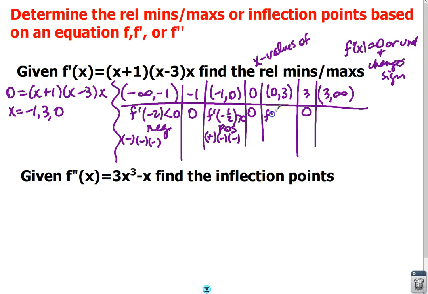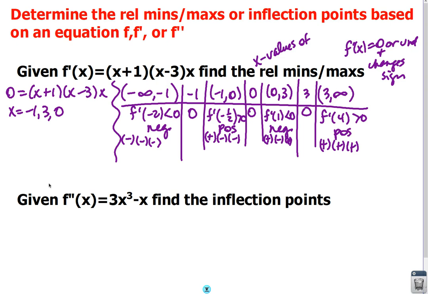Let's plug in f prime of 1. So 1 plus 1 is positive, 1 minus 3 is negative, and then 1 times 1 is positive. So that would be a negative. So I have negative, positive, negative, and I need to check one more interval. If I plug in f prime of 4, 4 plus 1 is a positive, 4 minus 3 is a positive, times 4 is positive. So this is positive.